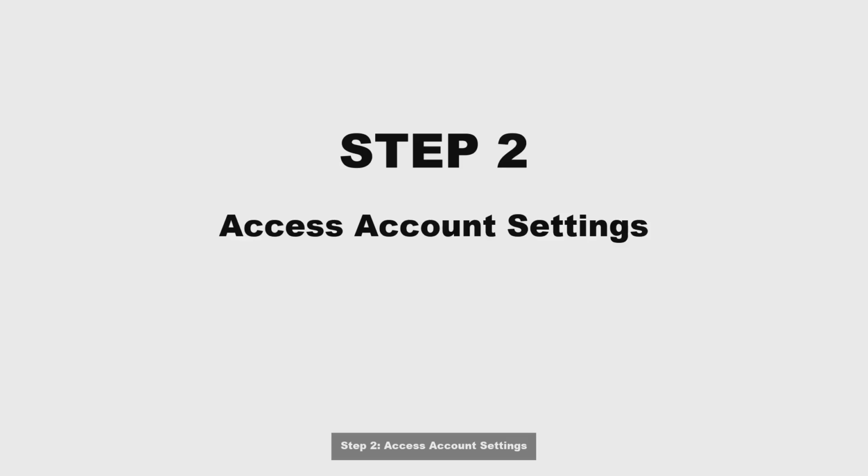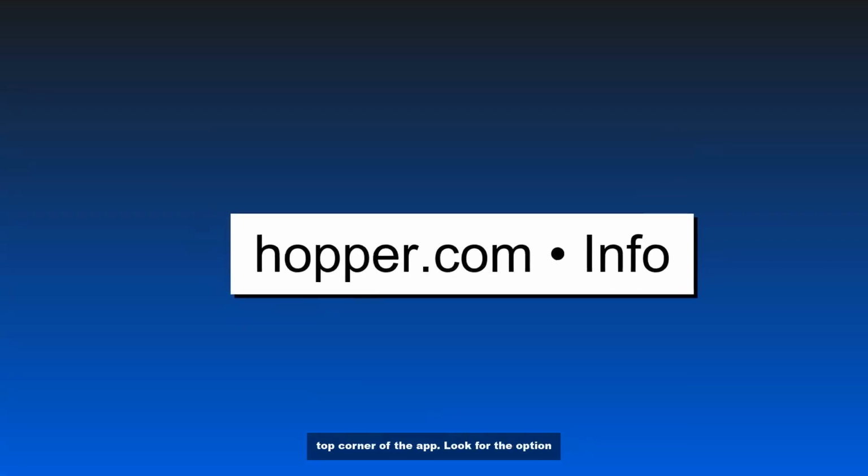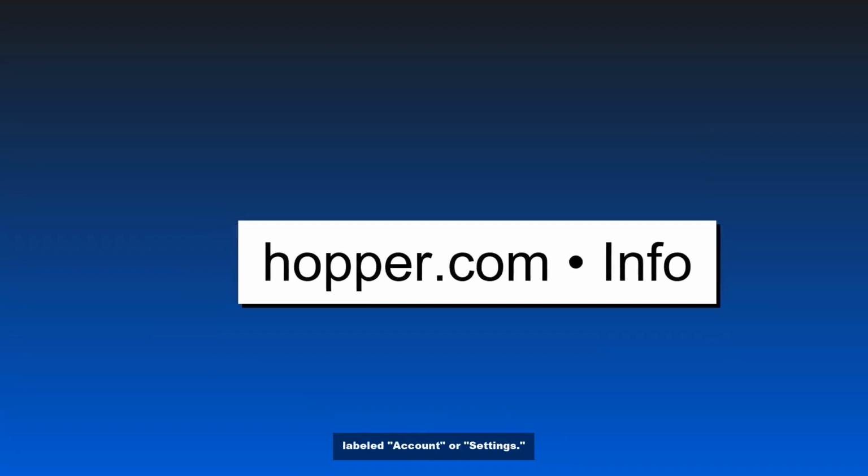Step 2. Access account settings. Navigate to your account settings by tapping on your profile icon, usually located in the top corner of the app. Look for the option labeled Account or Settings.